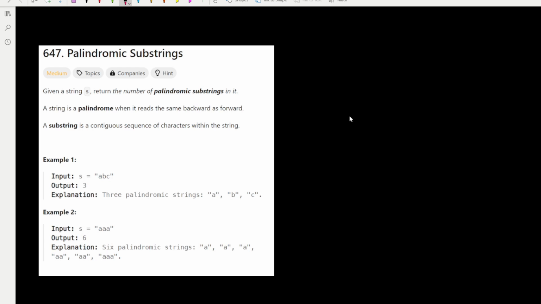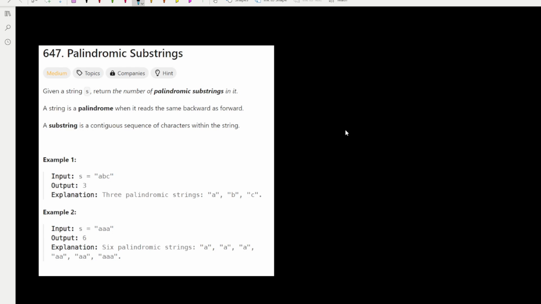Let's look at the string mom. Well, a palindrome, as they define it, is a string that reads the same backward as forward. In other words, it reads the same from left to right and from right to left. Okay, so that is a palindrome. Let's look at the first example that they are giving us.